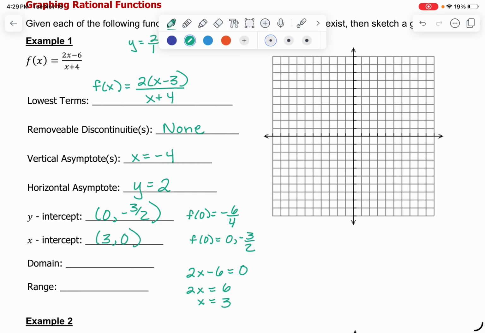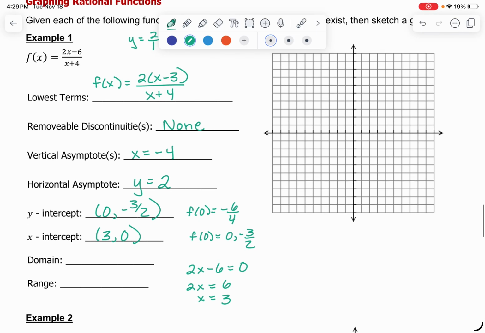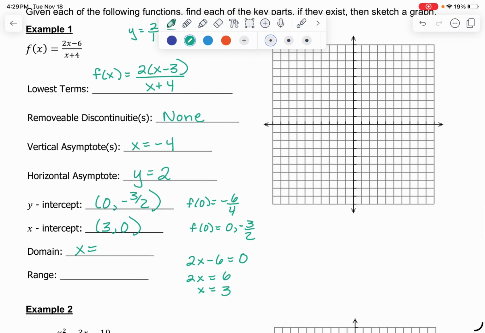Okay, domain. And now instead of intervals, we're just going to use inequality notation. So x cannot equal -4. And then for my range, we look at the horizontal asymptote as y equals 2. So y cannot equal 2.